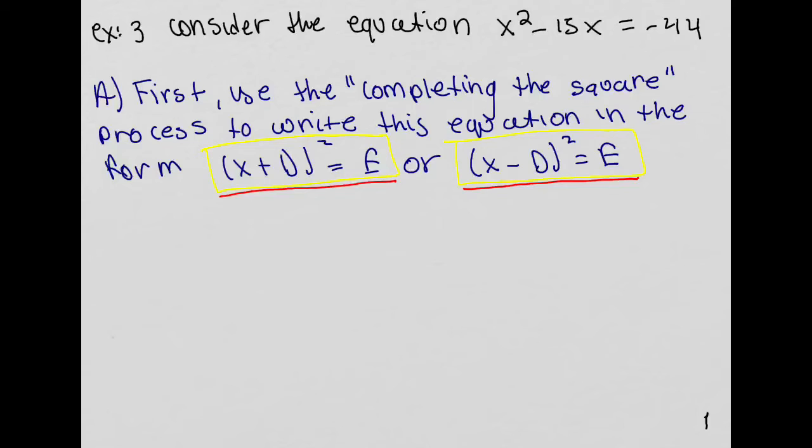So again, I'm going to go ahead and write my equation here. Now this is already half done for us. They already moved the 44 to the right side of the equation. So now what we need to do is simply take the negative 15, divide it by 2, and square it. Now I know this is a fraction, but nothing wrong with a fraction. We can do this, okay?